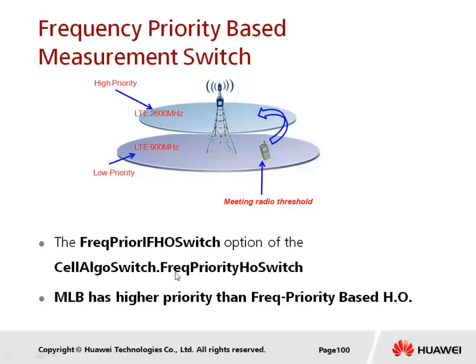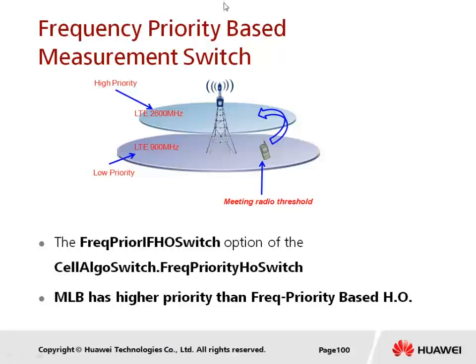In this scenario, if we want to turn on frequency priority based interfrequency handover, this is the switch that we have to turn on, which is called the frequency priority handover switch. This switch has to be turned on, and when the user is in the low priority frequency band, the user will be instructed a measurement gap so that the user is able to perform the measurement on the other frequency band in order to proceed to the handover decision.